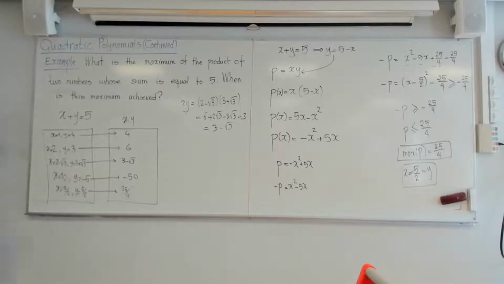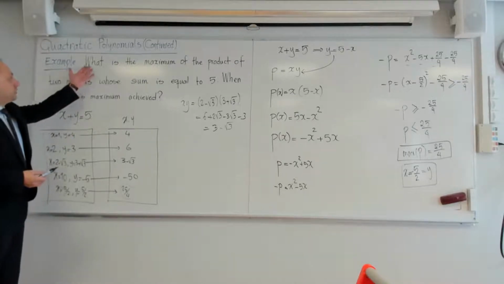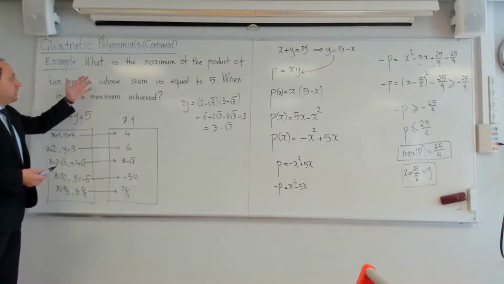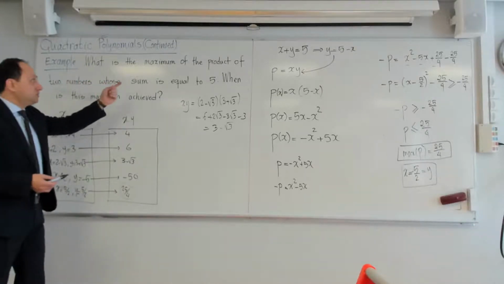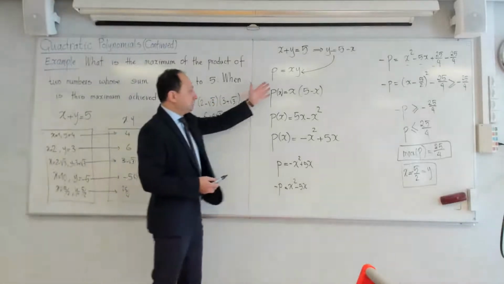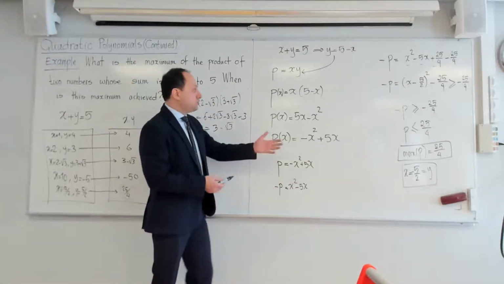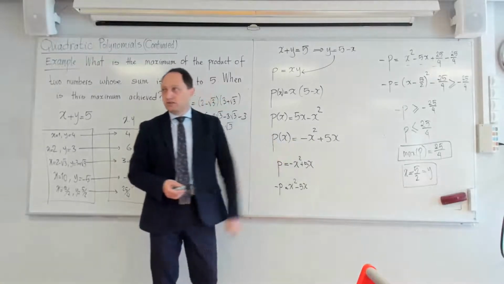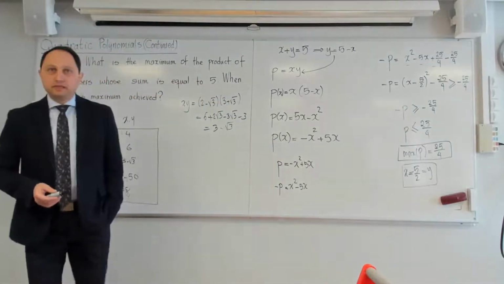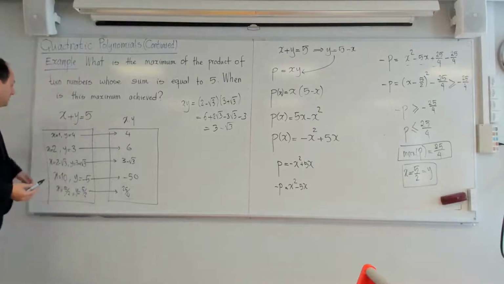So that is it. So you see, it was a word problem. There was no notion of parabolas anywhere. But then you need to understand how to make a model out of it and then use your knowledge regarding the quadratic polynomial to answer the question. Is that clear?